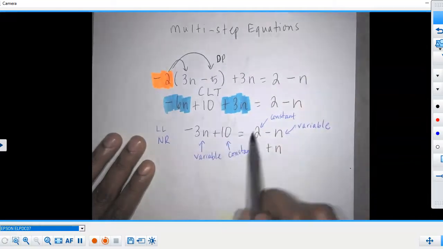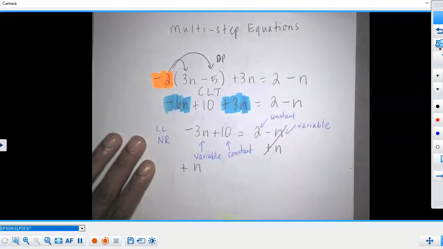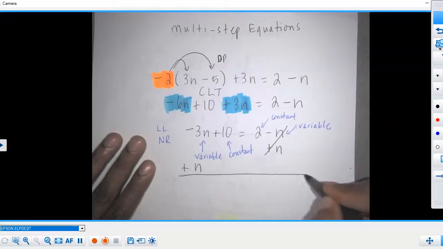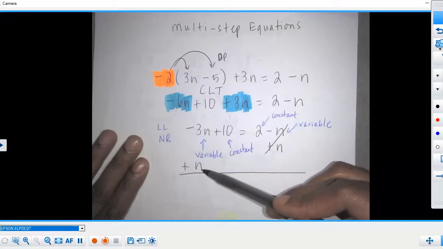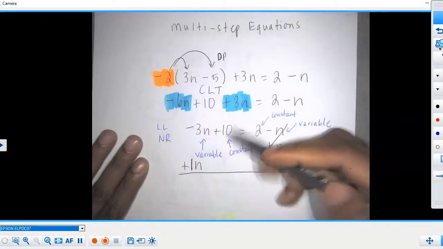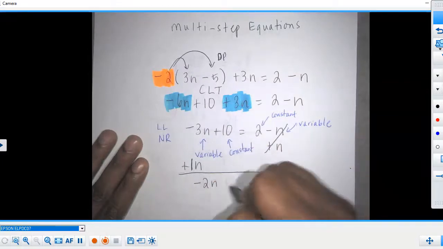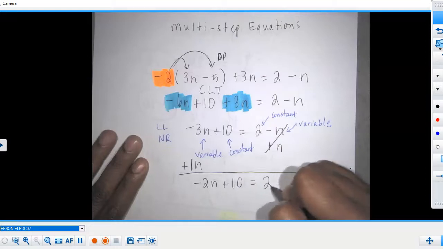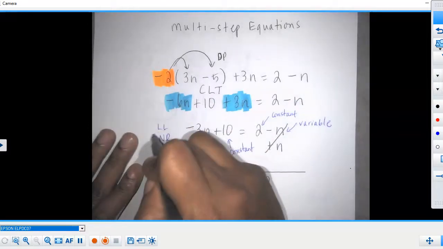So this is in the way, but I'm going to go right below there. Plus n, okay? This is gone on the right side. And then now let's see what we have. So we have negative 3n plus n, subtract. Keep the sign of the bigger number. There's a 1 here. So we're subtracting for 2, but it's a negative 2n plus 10 is equal to 2. So I've now taken all of my variables or letters and they are on the left side of the equal sign.